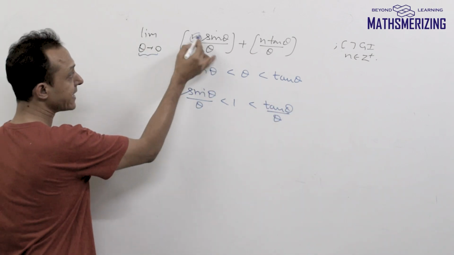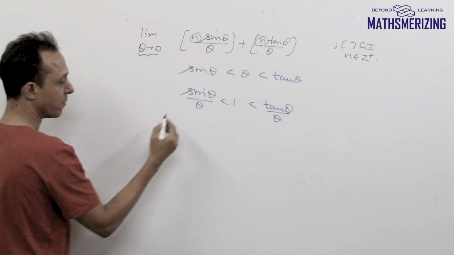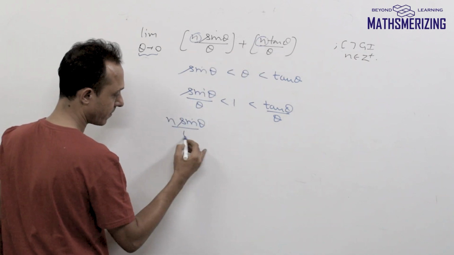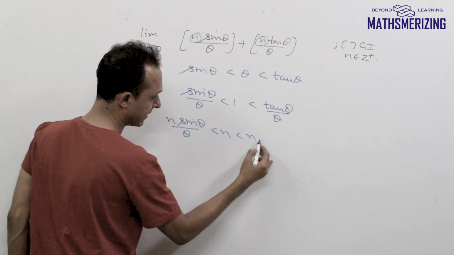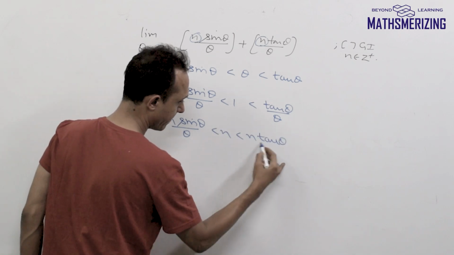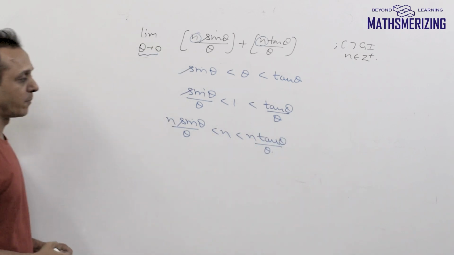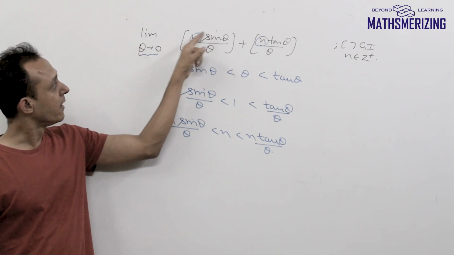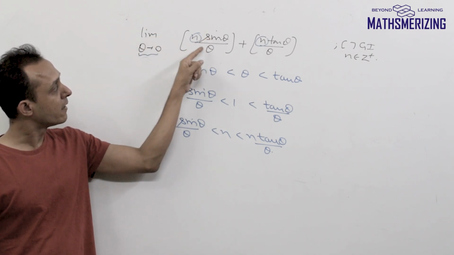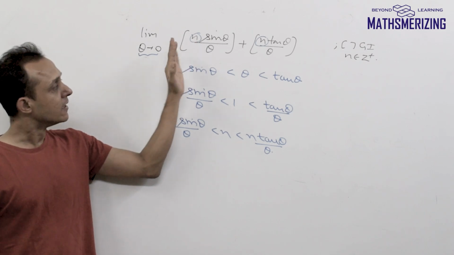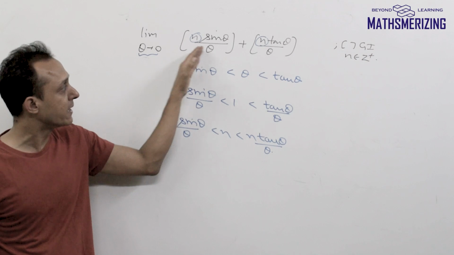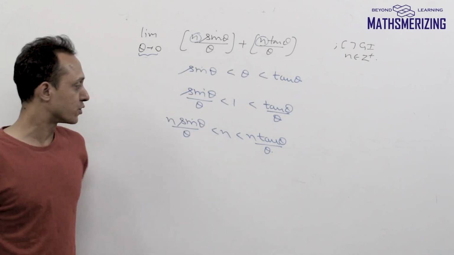Now I need n sin theta and n tan theta, so I'll multiply it by n. So n sin theta upon theta is less than n and it is less than n tan theta upon theta. I cannot take this limit inside this greatest integer function, because in that case sin theta upon theta is 1, so it is n, which is an integer. At integral points, the greatest integer function is discontinuous. So I cannot take this limit inside either of these two expressions.